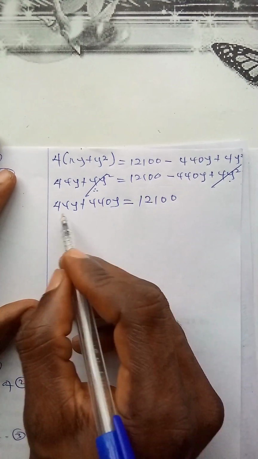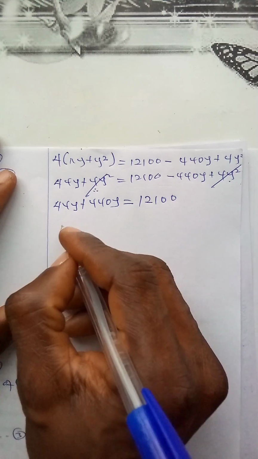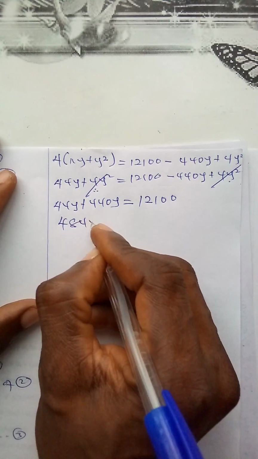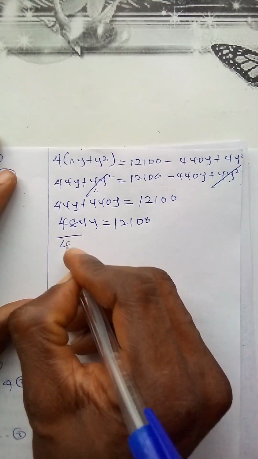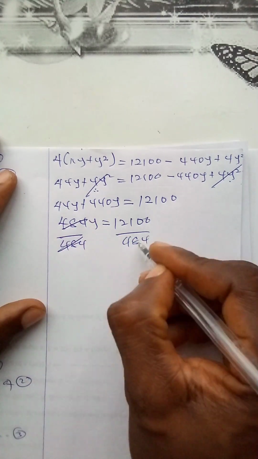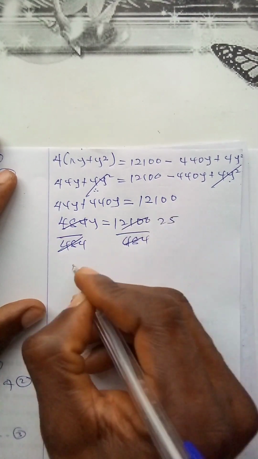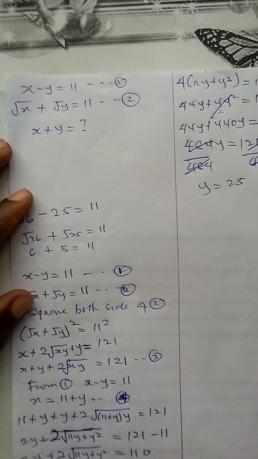So your 44y plus your 440y will now be equal to 12100. If we add these two together, we get 484. So 484y is equal to 12100. Let's divide both sides by 484. This will cancel this, here 1, here is 25. So y is 25.